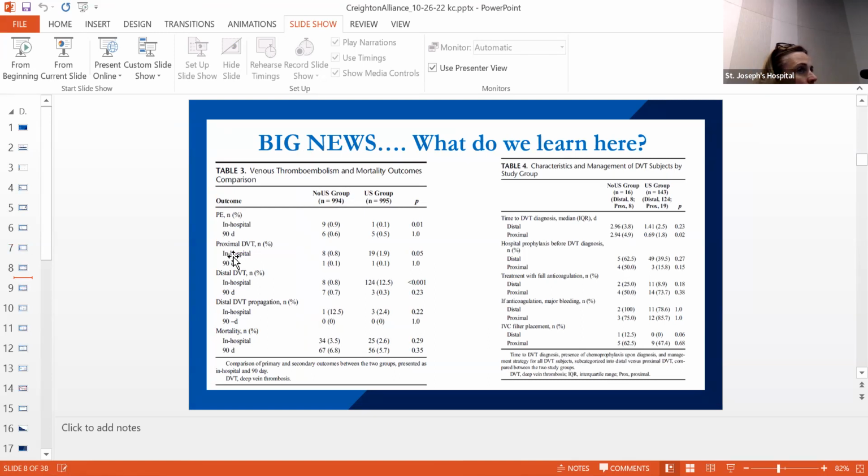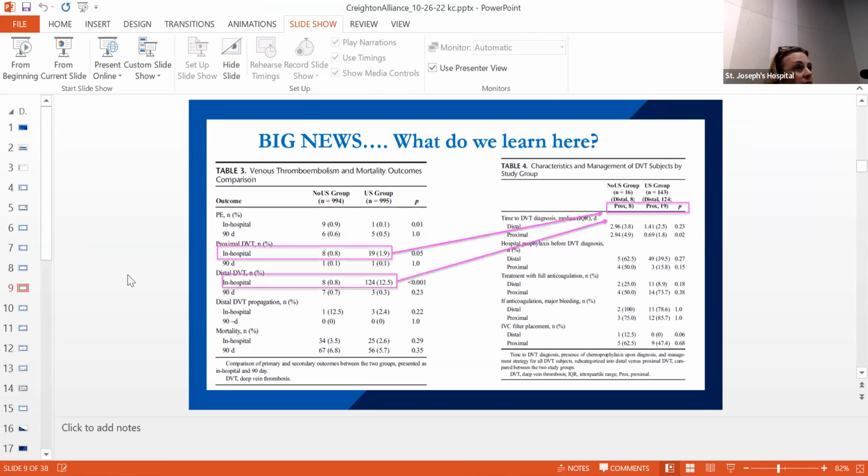And then what are my groups? Ultrasound versus no ultrasound. So something is going to be about an ultrasound versus no ultrasound group, and my outcomes are PE, DVT, and mortality. So I'm starting to get a little bit of an idea of what this paper is about. And I haven't read anything yet. I did not read the abstract. I didn't read anything.